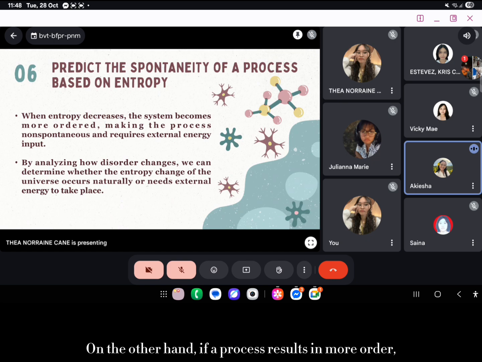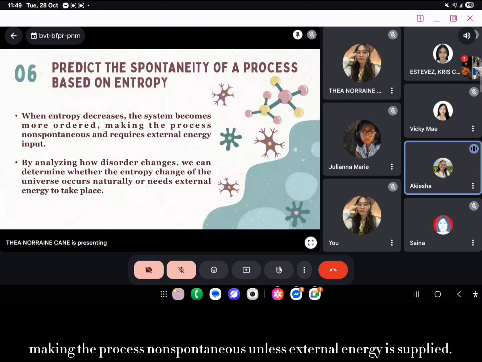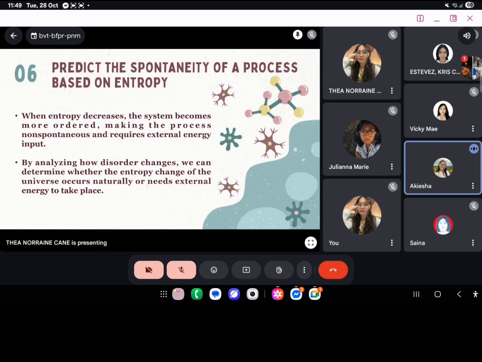On the other hand, if a process results in more order, such as when water freezes or gas molecules are compressed, entropy decreases. In this case, energy becomes organized and localized, leaving fewer possible arrangements for the particles, making the process non-spontaneous unless external energy is applied.